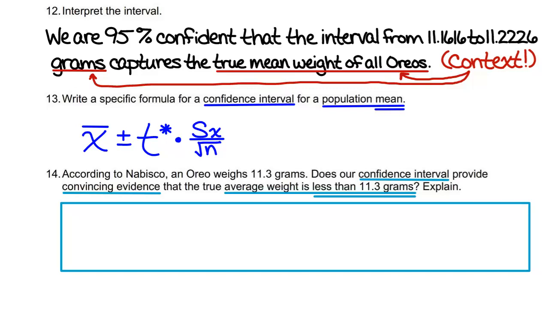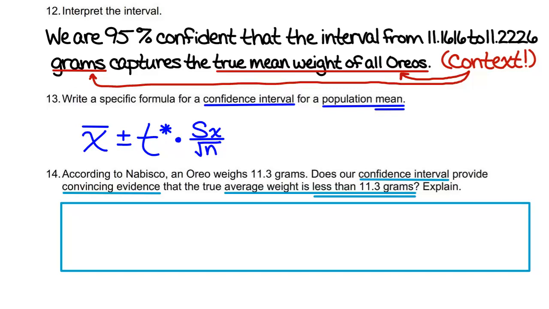According to Nabisco, an Oreo weighs 11.3 grams. That is what Nabisco says is the average weight of Oreos, the true mean weight of Oreos. Do we now have, with our confidence interval, convincing evidence that that's not the case? Yes. Why? The entire interval is below 11.3.